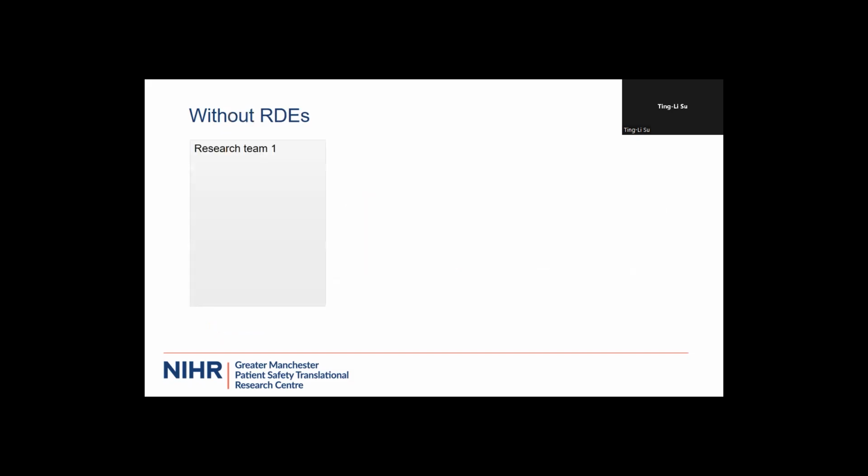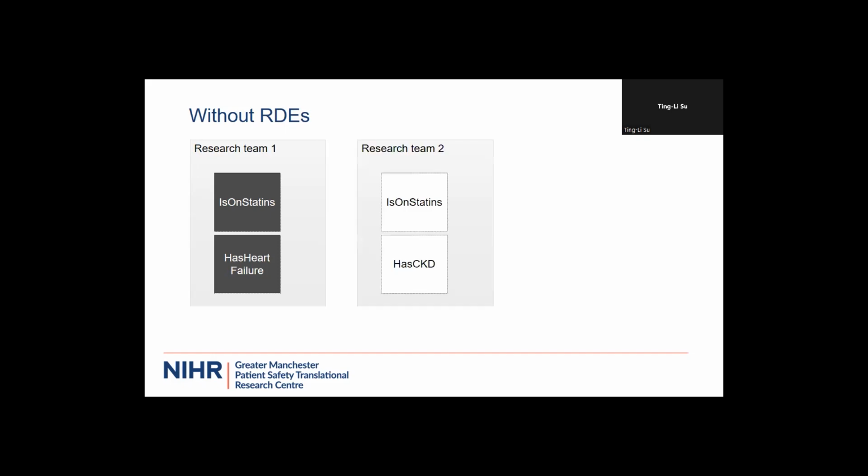To perhaps labour this point somewhat, if we go back to the without-RDE situation, the first research team might decide that they need to know whether someone's on statins and whether someone has heart failure or not. They haven't got a common library of code to work with, so they just create these definitions themselves: an is-on-statins definition and a has-heart-failure definition. Research team 2 comes along. They also want to know if someone's on statins, but this time they want to know if someone has CKD.